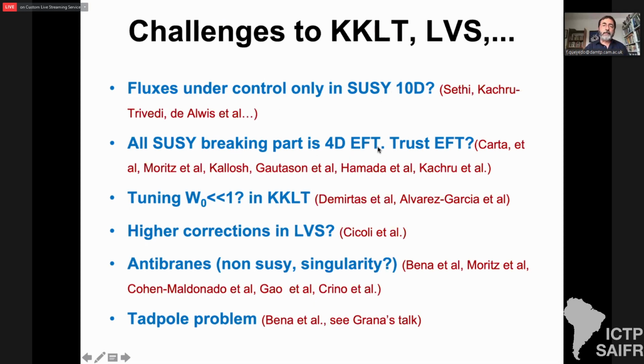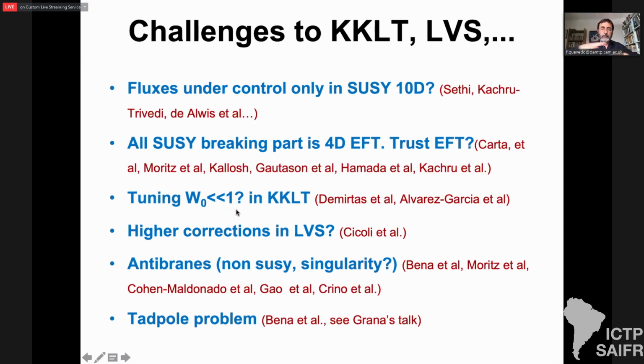The other point is that can you do this treatment in 4 dimensions? Because everything is an effective 4-dimensional theory. So some people believe that doing it in 10 dimensions is better, and I don't see the need to do it in 10 dimensions. But on the other hand, if you do it in 10 dimensions and succeed to get a 4-dimensional result, that is very good. And I think all these people have been making progress on that, and I think that has been making this formalism stronger. The tuning of W0 to be much smaller.